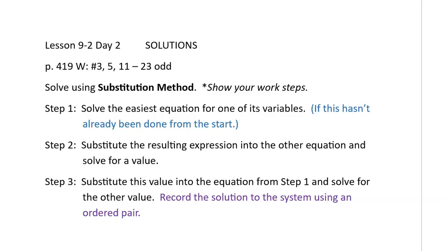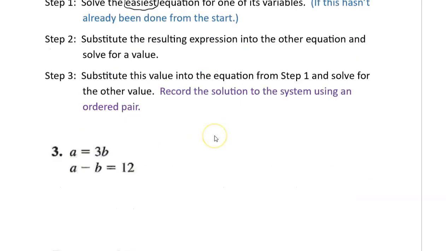So to use this method, it's necessary to run through a couple steps, and you need to show your work so that I can see that you're using this method and not one of the other methods. Now it's a 3-step process, although often step 1 has already been done. Step 1, solve the easiest equation for one of its variables. Step 2, you're going to substitute something. And step 3, you're going to also substitute something. That's why it's called substitution method.